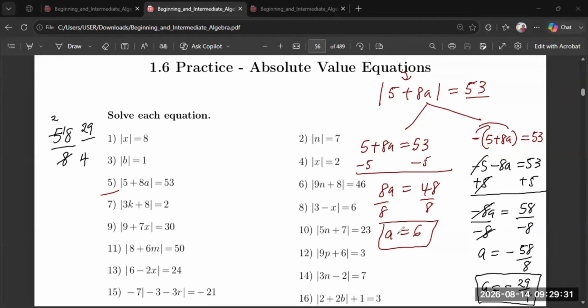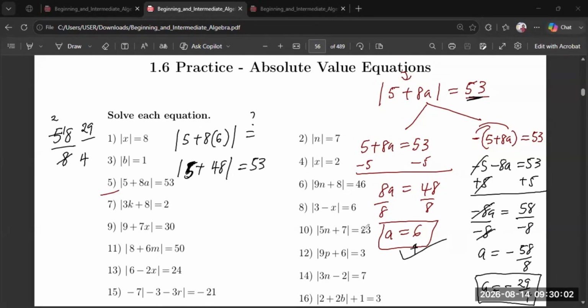Now, let us see if this answer is correct. So let's plug in this value and see if we are going to get 53. Let's start with the first one, when a is equal to 6. If I put in a equal to 6, I have 5 plus 8 times 6, which is 48. And 48 plus 5 will give us 53. Right? That's correct. So a is correct. Good.